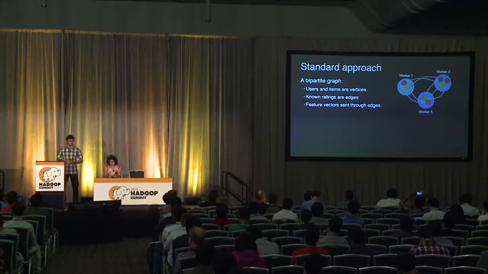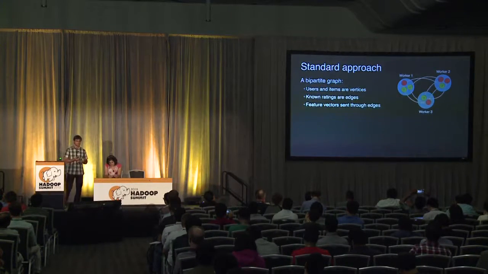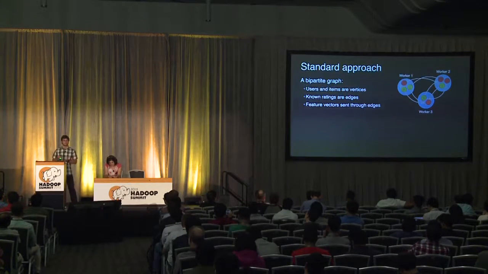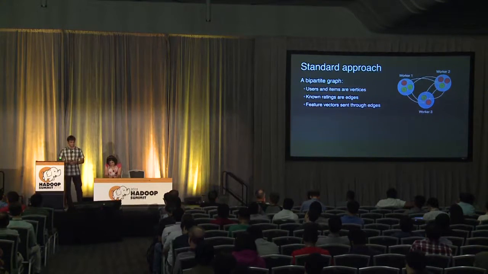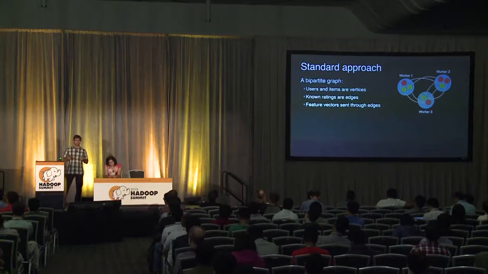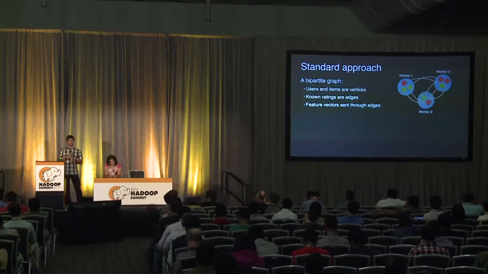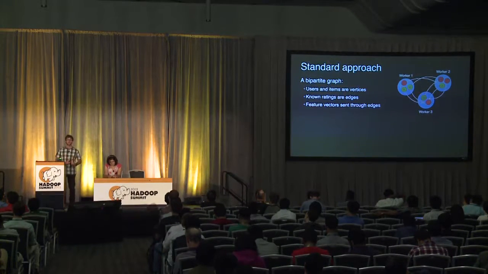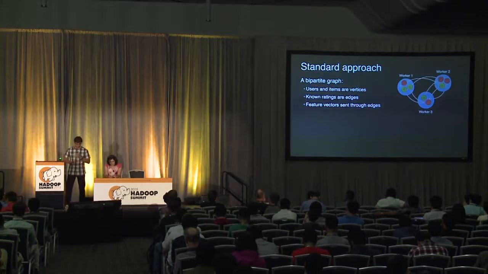So the standard approach to this problem is modeling with the bipartite graph, as Maya already explained. We have two types of vertices, users and items, and edges are represented as known ratings in the graph. In order to do one iteration of alternating least squares, all item vertices send their feature vectors through the edges to user vertices, and those user vertices do a computation based on all of these messages they received, and they modify their local value. Later, users and items switch roles, and then we do the same thing for items.